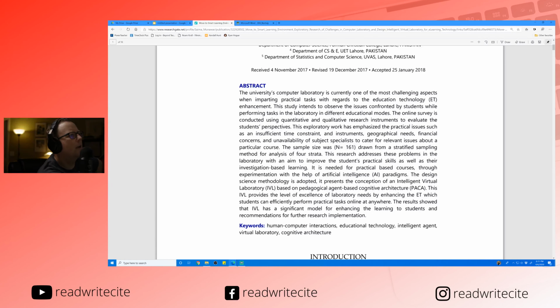The university's computer laboratory is currently one of the most challenging aspects when imparting practical tasks with regards to the educational technology enhancement. This study, okay, this is where they're going to say what they did. The study intends to observe, I should have rewritten that to be past tense. Sorry. The study intends to observe the issues confronted by students while performing tasks in the laboratory in different educational modes. Okay, so they're looking at a computer lab and how it affects students.